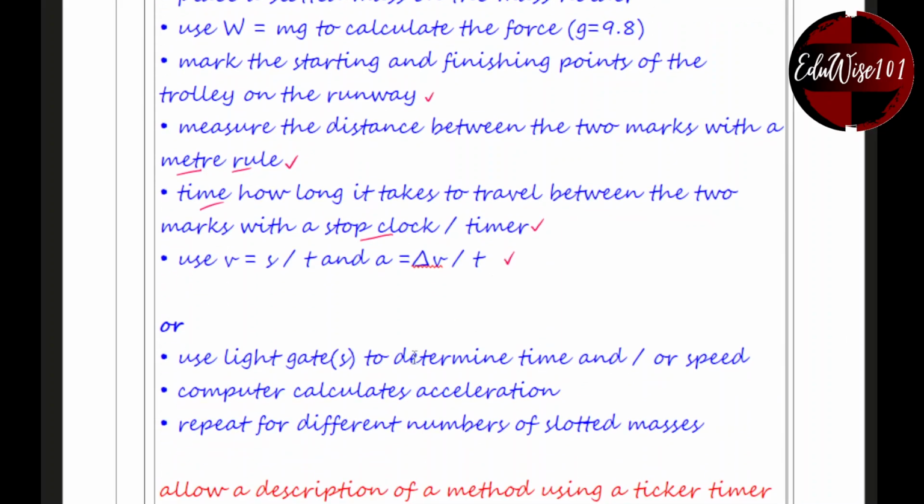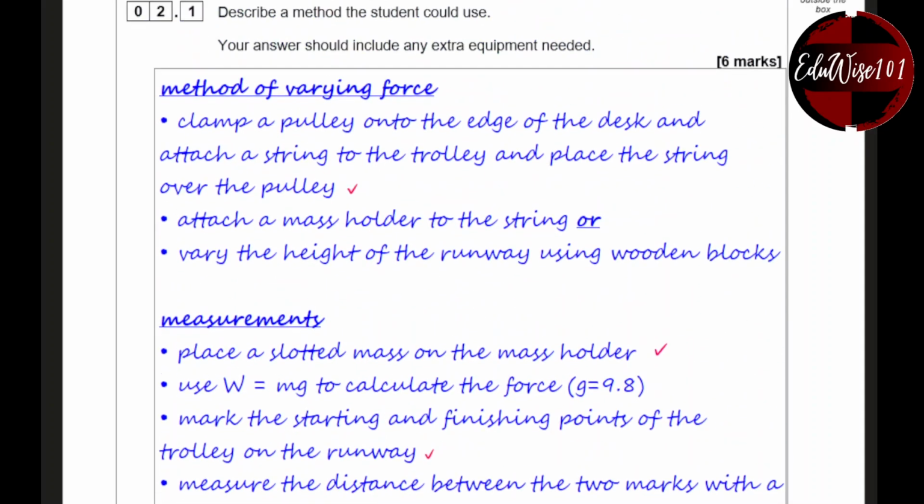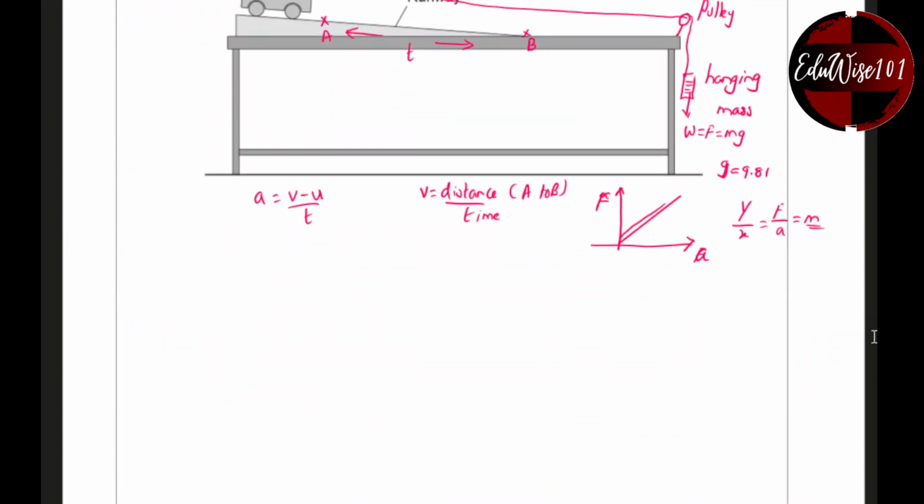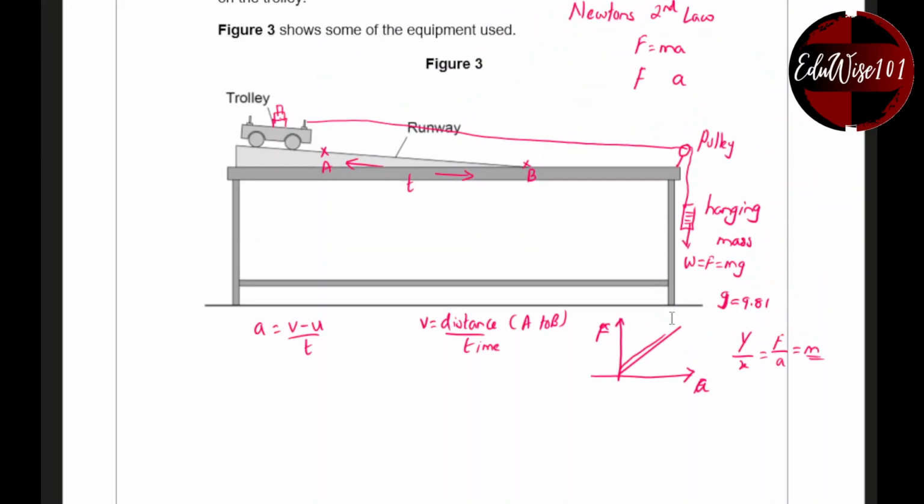You could also mention that you can use a light gate to determine the time and speed, and let the computer or the data logger calculate the acceleration. And the last point is to say repeat for different masses and slots. Although they're not expecting you to mention drawing the graph, you could still mention drawing a graph. And the whole idea is actually to change the force and find the acceleration for different forces applied on the trolley.